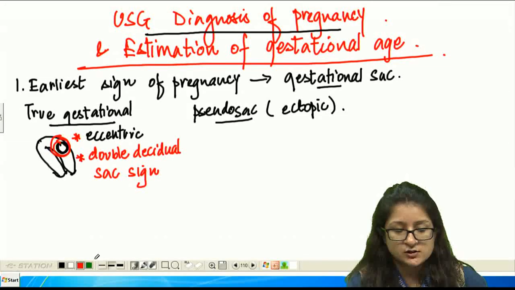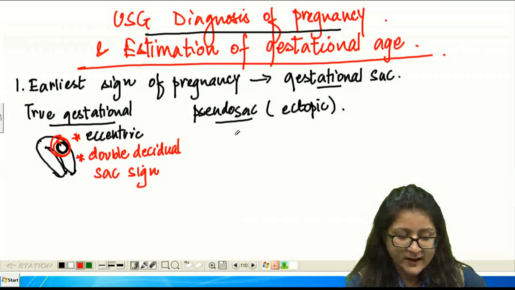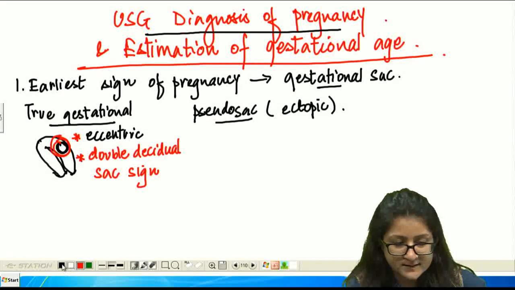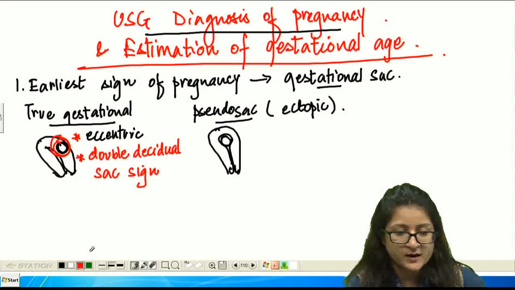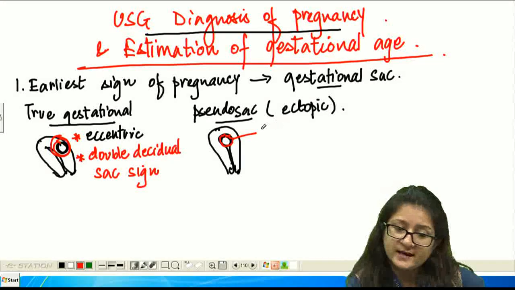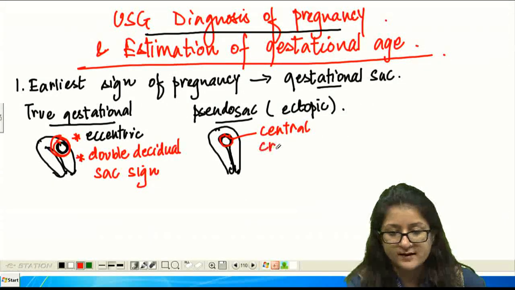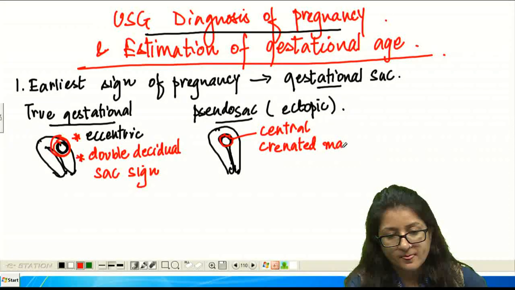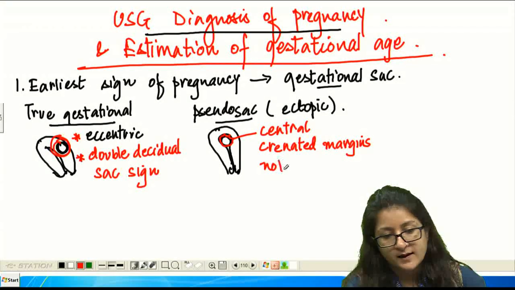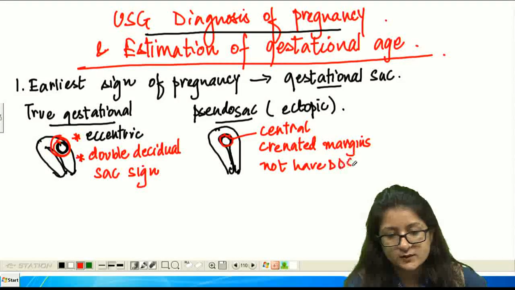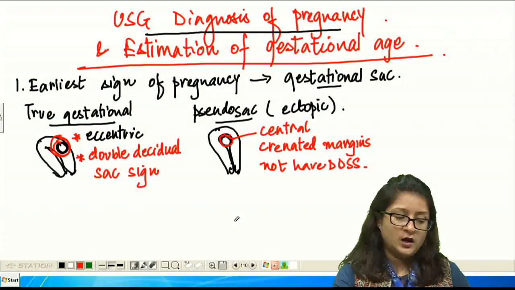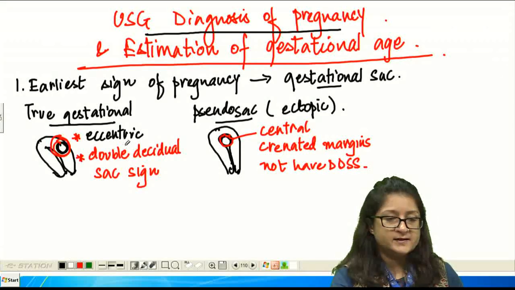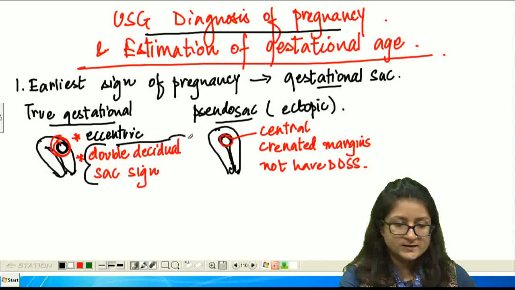So that is about the true gestational sac, whereas your pseudo sac will be something like this. This is the uterus, this is the cervix, and this is the midline endometrium, with the sac somewhere here. This pseudo gestational sac is central in location, has crenated margins, and will not have the double decidual sac sign, DDSS. That is going to be a pseudo sac, all right. So an important point to remember is that a true gestational sac has a double decidual sac sign.